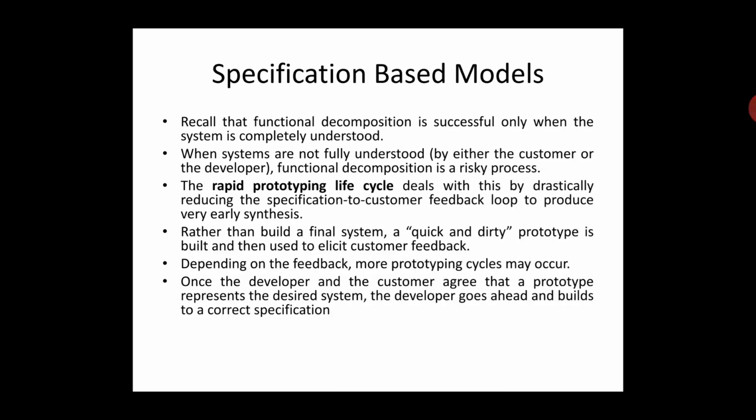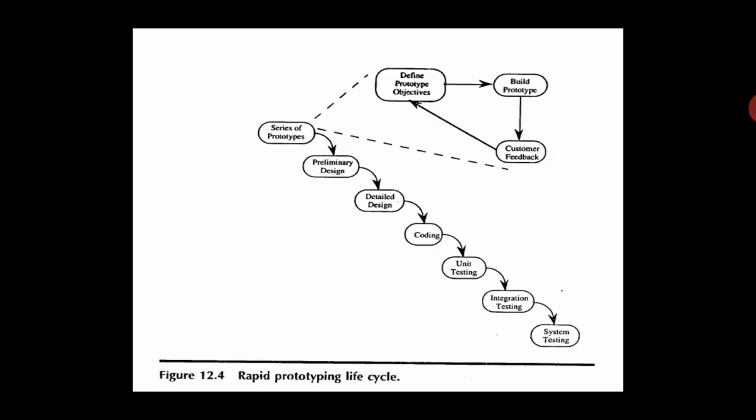Under this specification based model, the main model is the rapid prototype lifecycle model. This rapid prototype lifecycle model deals with this by drastically reducing the specification to customer feedback loop to produce very early synthesis. So in this rapid prototype lifecycle model, what exactly is the main idea? Just observe here.